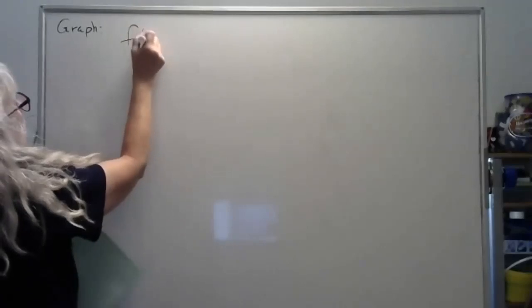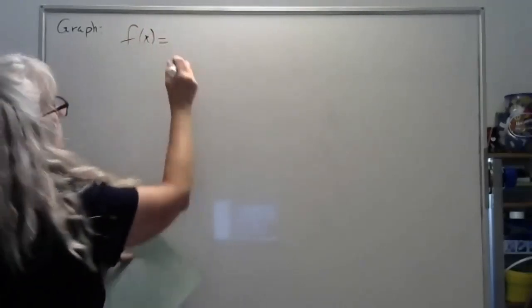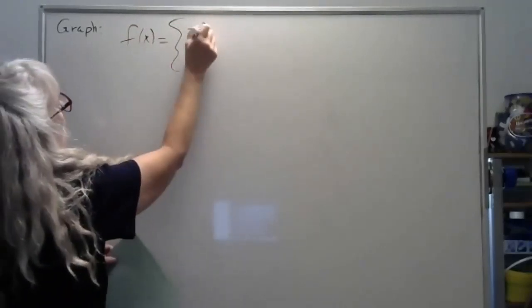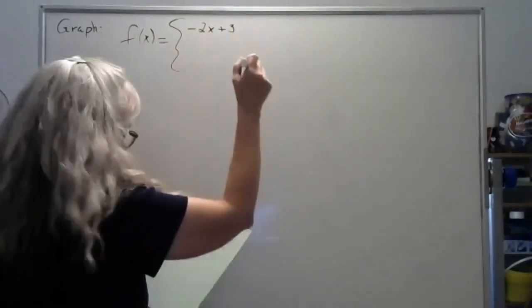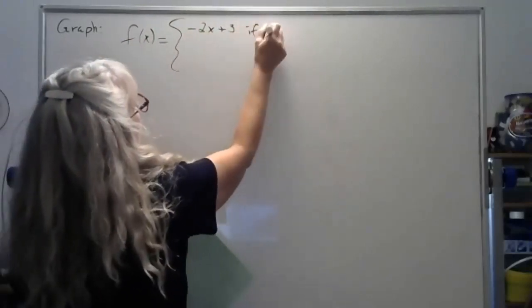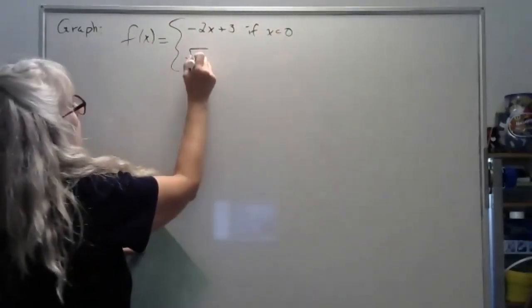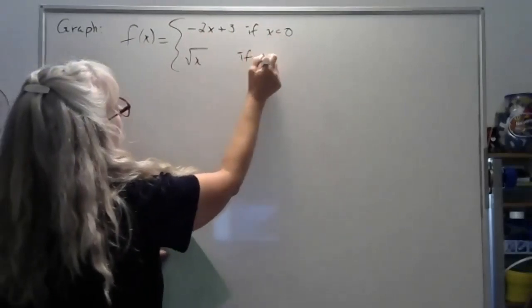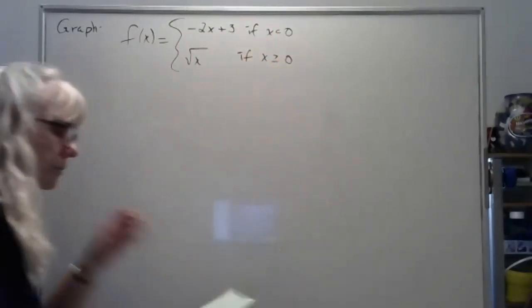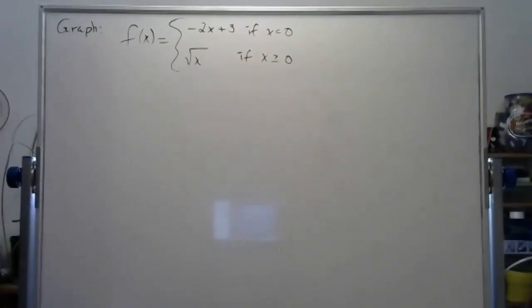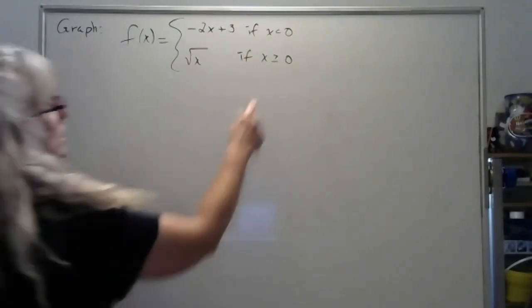How about f of x is equal to -2x plus 3 if x is less than 0. It's going to be equal to the square root of x if x is greater than or equal to 0. So this one's the easy one to classify. It's the piecewise function because we can see the two pieces to it. So our particular piecewise function has a boundary at 0.